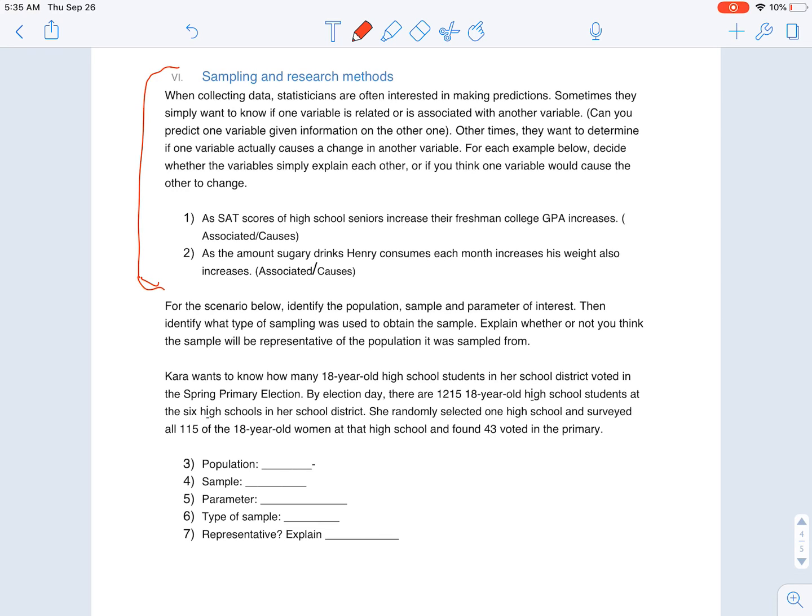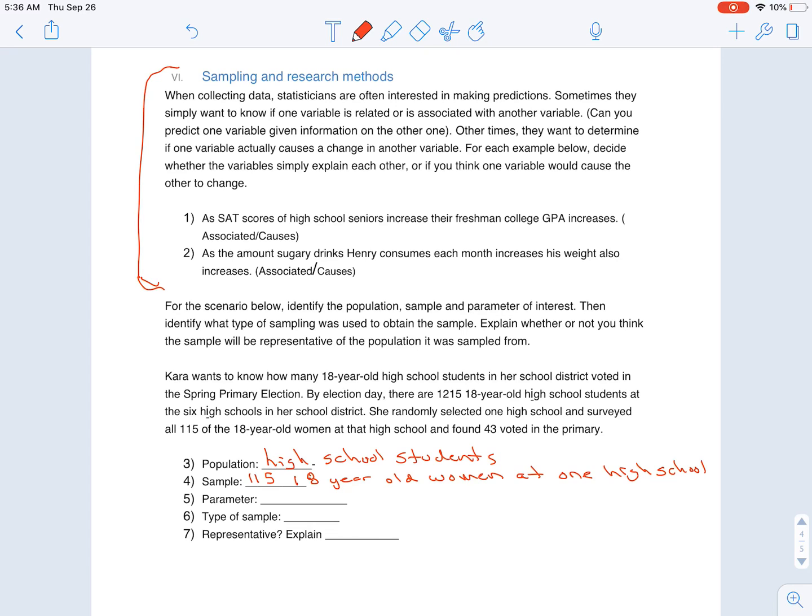Okay, so our population is high school students. And our sample is the 115, or let's say 115, 18-year-old women at one of the high schools, or at one high school.